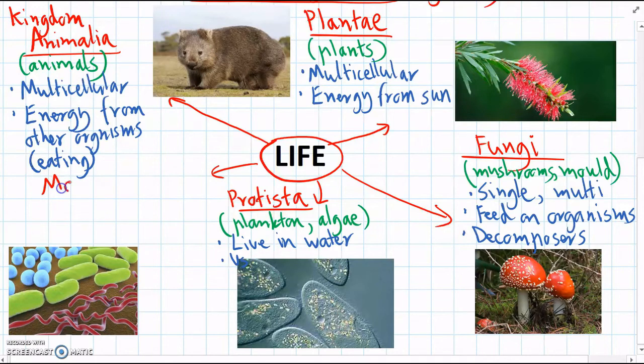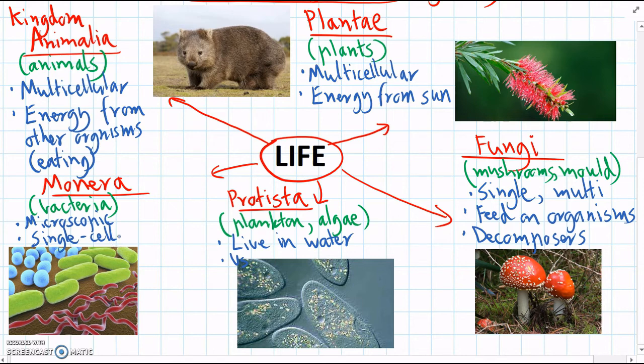And the last group here, the last kingdom, is called Manera. And the Manera are bacteria, which live all over. They live inside living things, they live in the ground. Bacteria are everywhere. And all bacteria are microscopic. They're only made of a single cell.